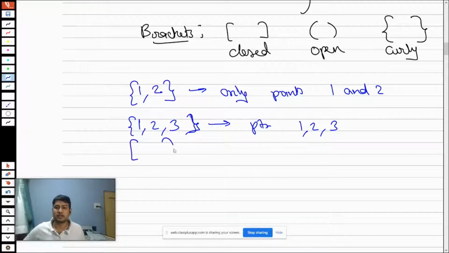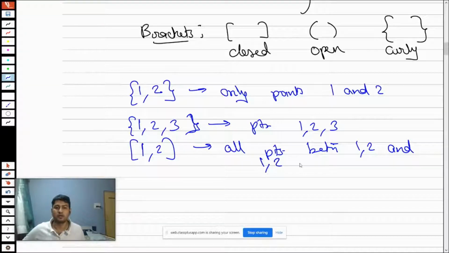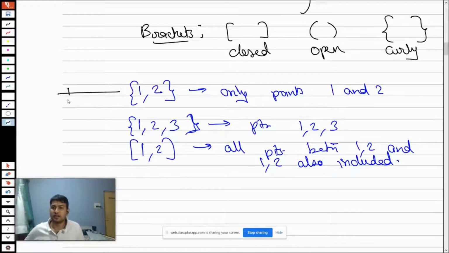All right. Then there is the closed bracket [1, 2]. This means that all points between 1 and 2, and 1 and 2 also, are included. So [1, 2] means everything between is included, and those end points are included as well. So on the real number line, if this is 1 and this is 2, the set {1, 2} looks like just these two points. The set {1, 2, 3} will look like these three points. And the set [1, 2] will look like all these points.